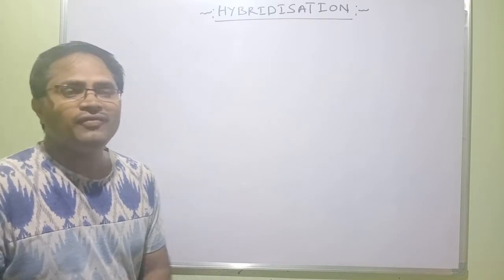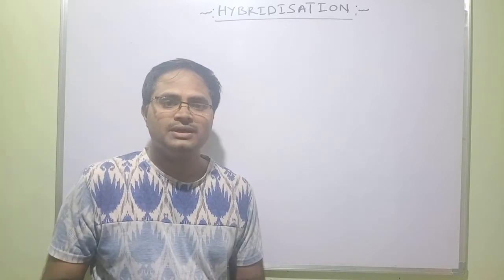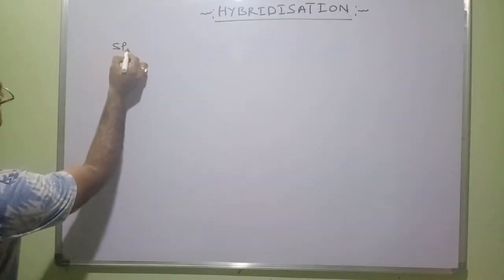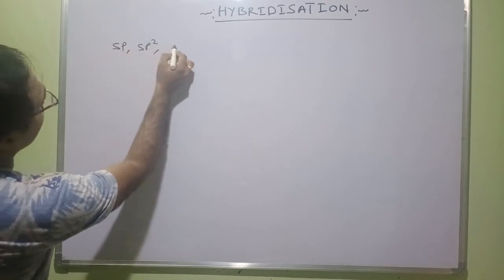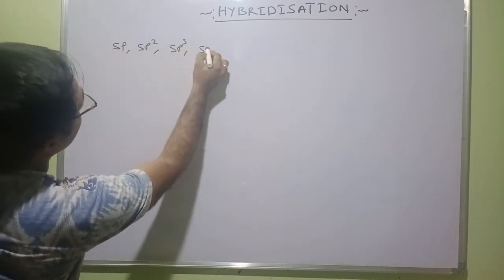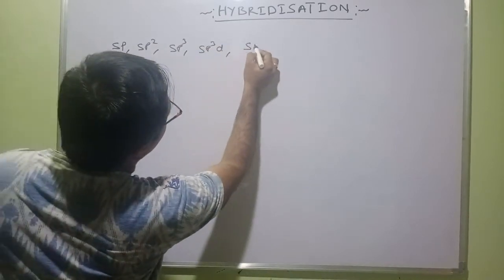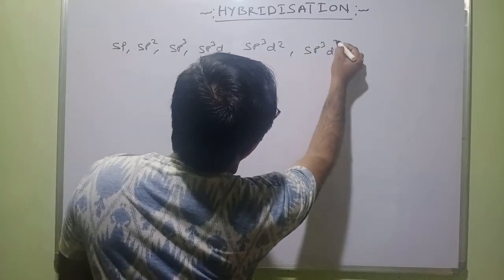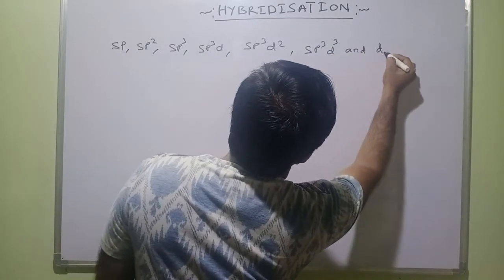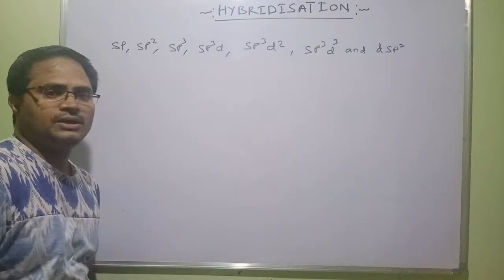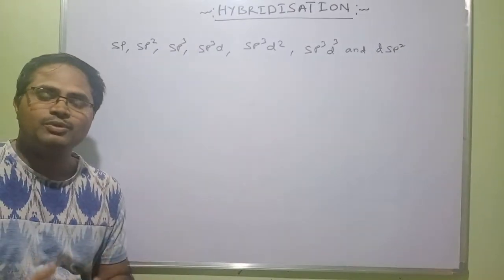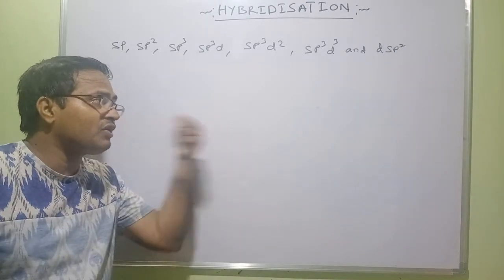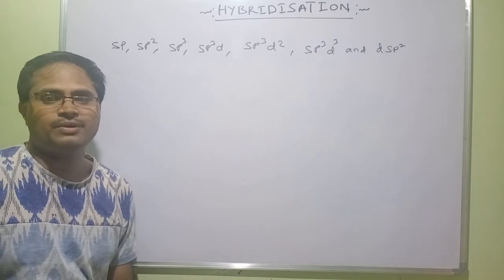We have different kinds of hybrid orbitals in chemistry. Let me give examples: sp hybrid orbital, sp2 hybrid orbital, sp3, sp3d, sp3d2, sp3d3, and dsp2. These are the hybrid orbitals we will find in chemistry. You take any molecule, and that molecule will come under one of these hybrid orbitals.